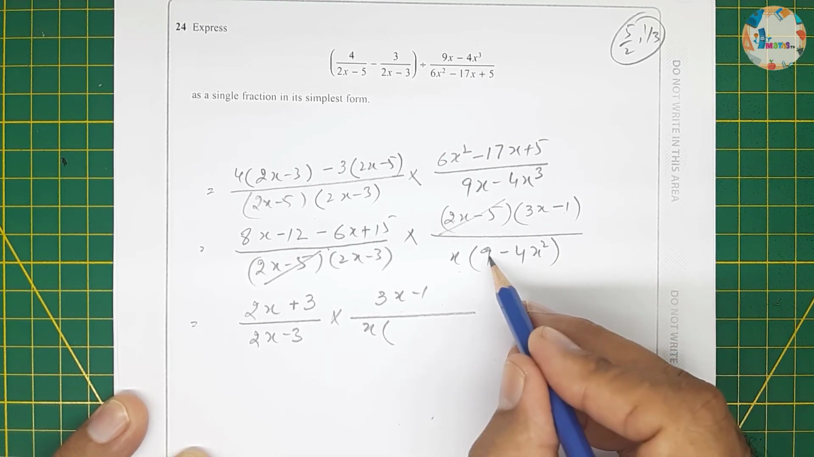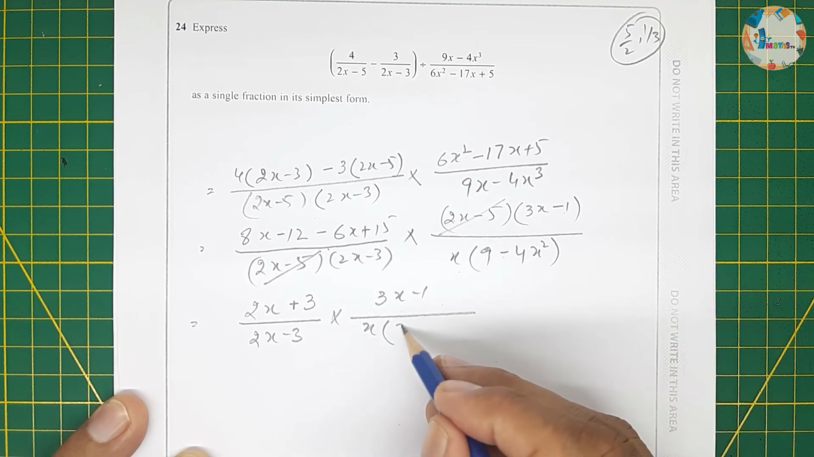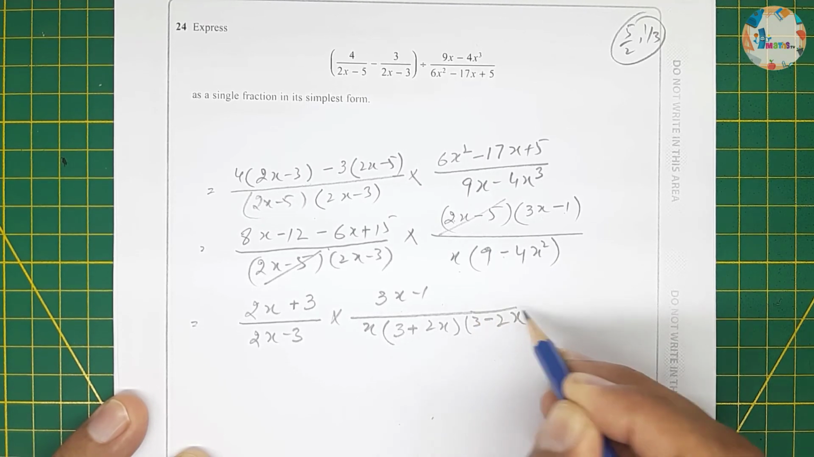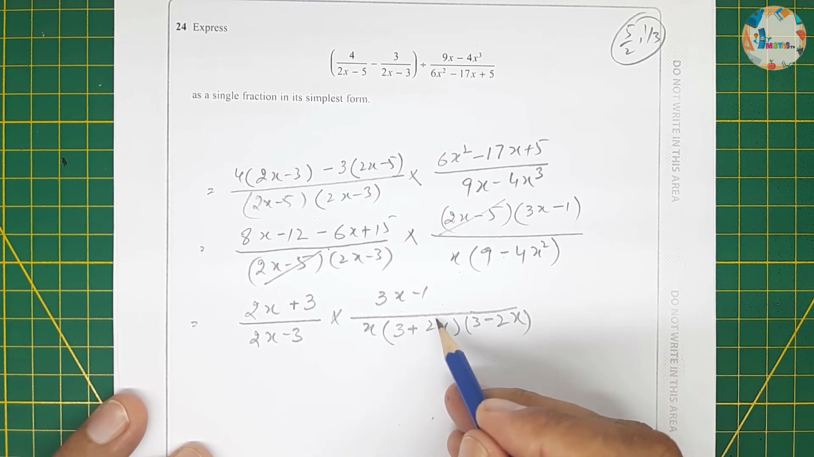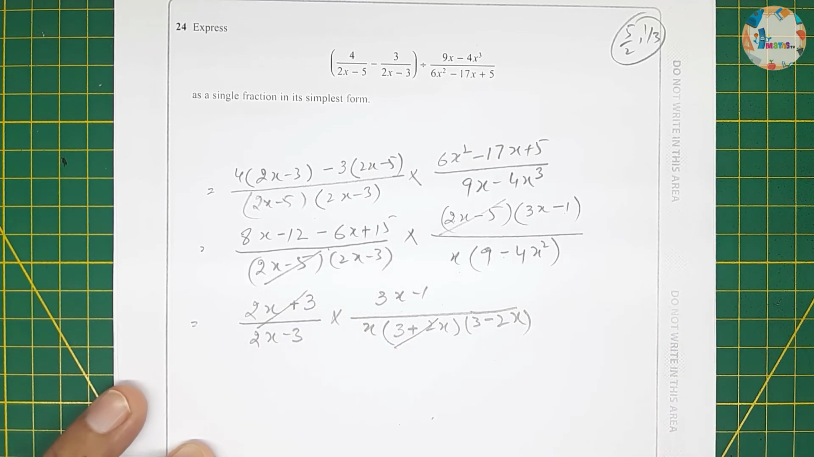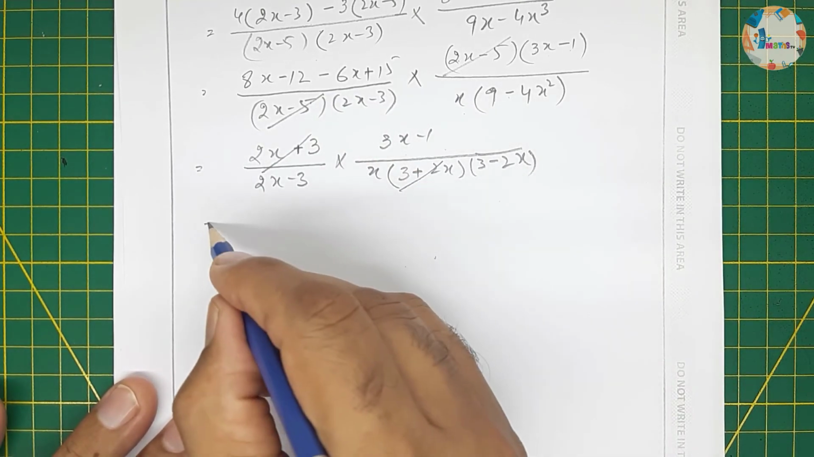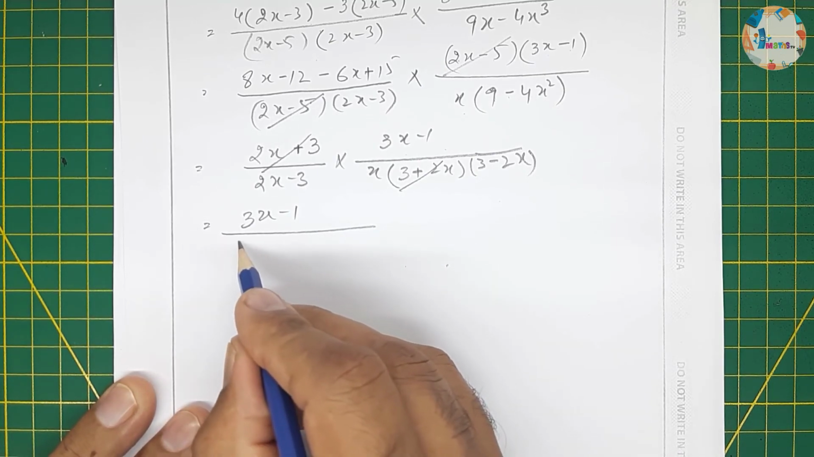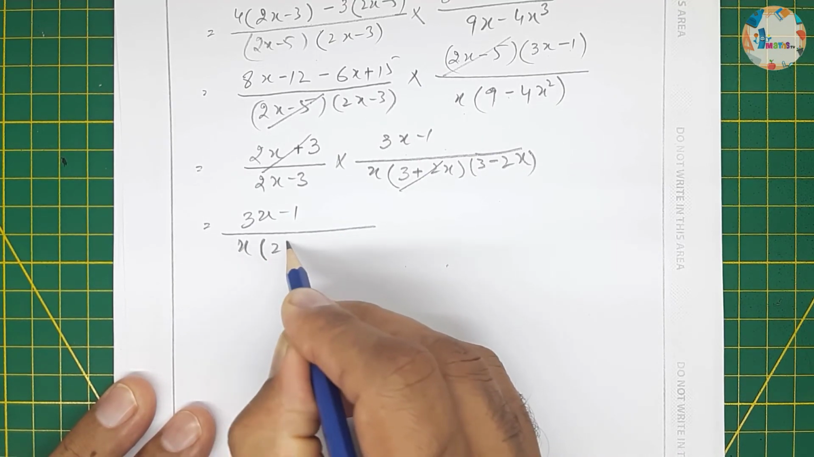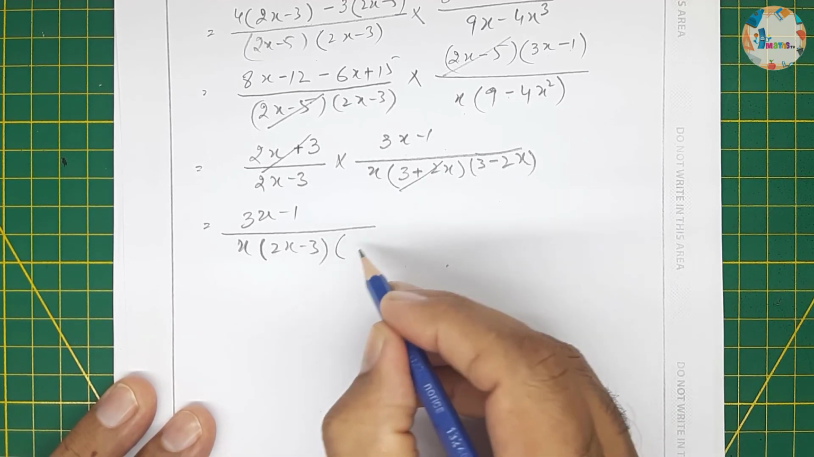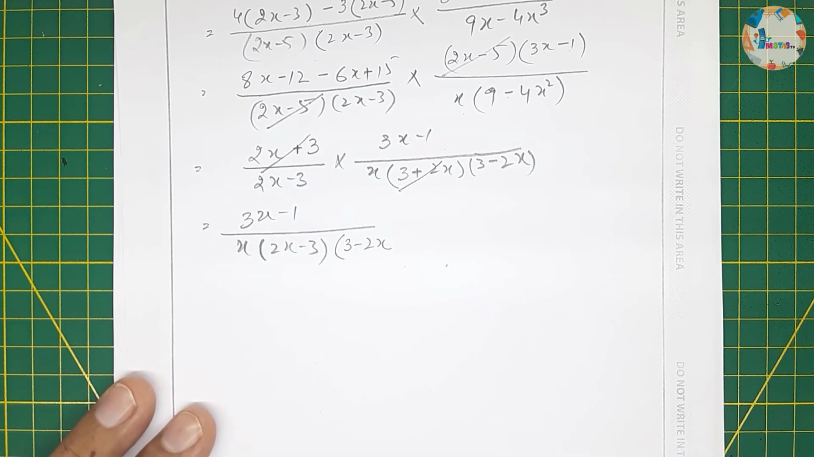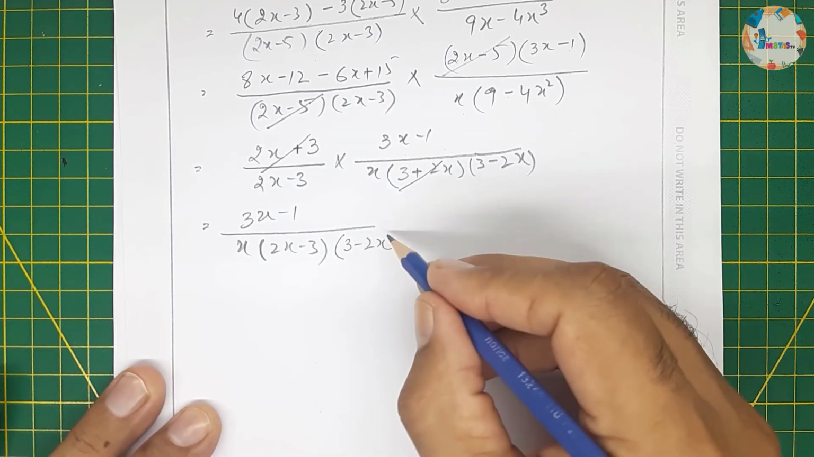a square minus b square. So 3 square minus 2x square, so 3 plus 2x and 3 minus 2x. This one, 3 plus 2x, we can cancel with this. If I move the page a little above, this will be 3x minus 1, divided by x into 2x minus 3 and 3 minus 2x. This will be our final answer.